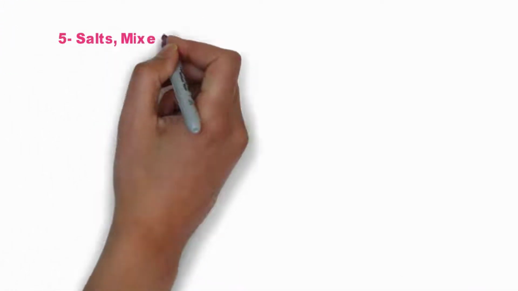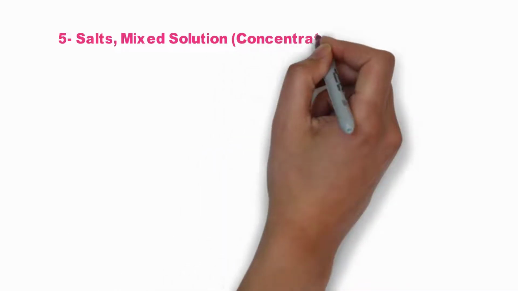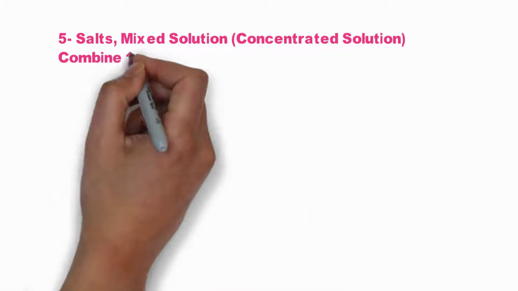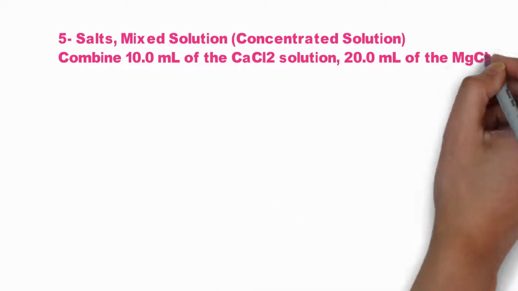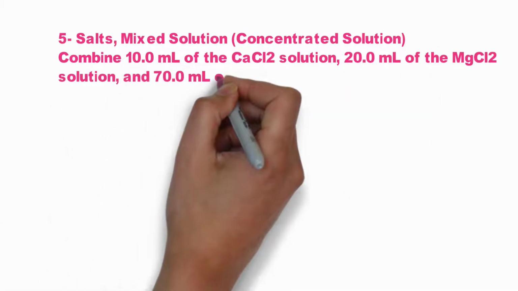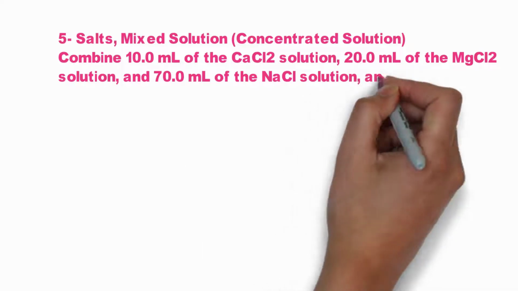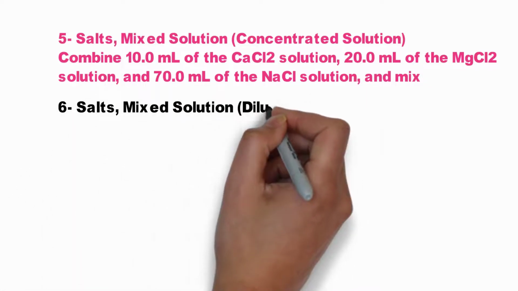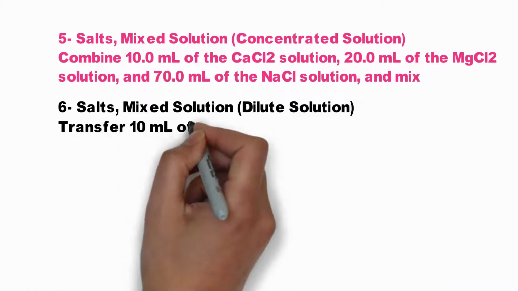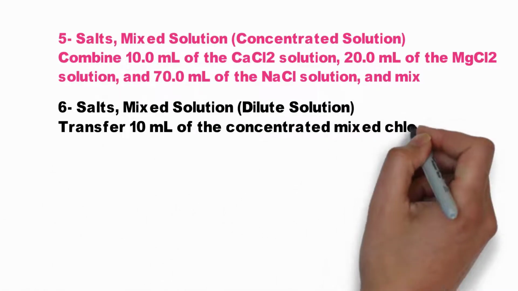After you prepare these three salts, it's time to prepare the concentrated solution. Combine 10 ml of calcium chloride solution, 20 ml of magnesium chloride solution, and 70 ml of sodium chloride solution and mix them. Now you need to prepare a diluted solution out of that.